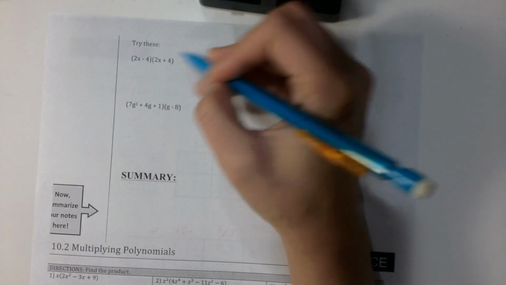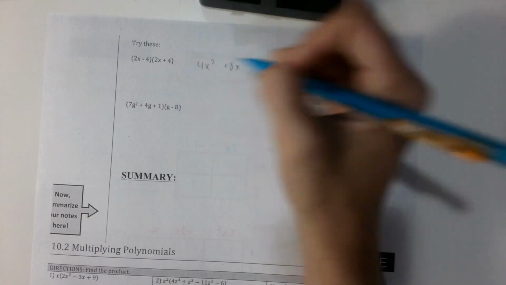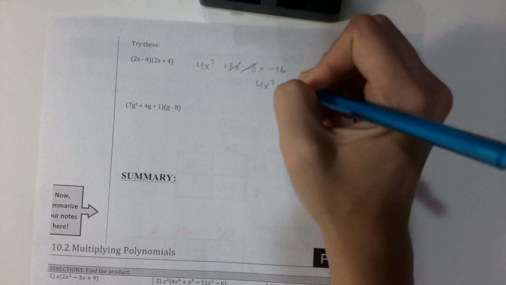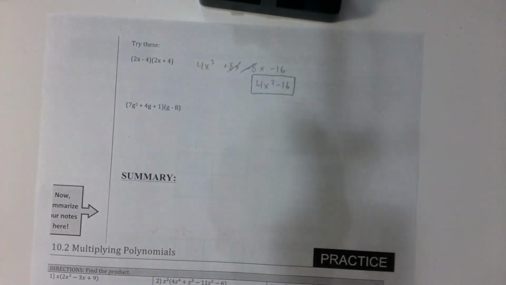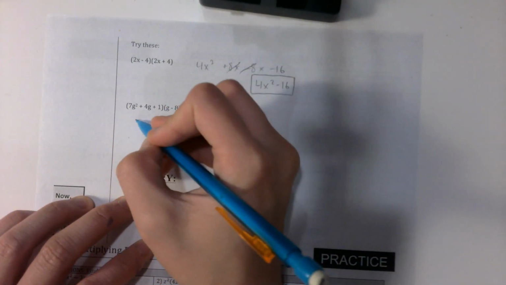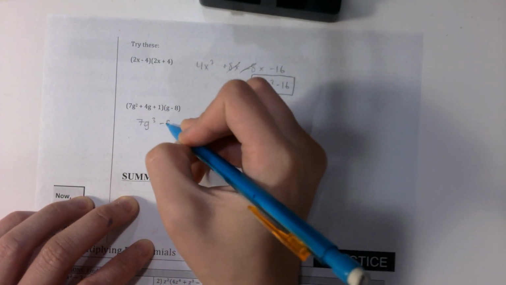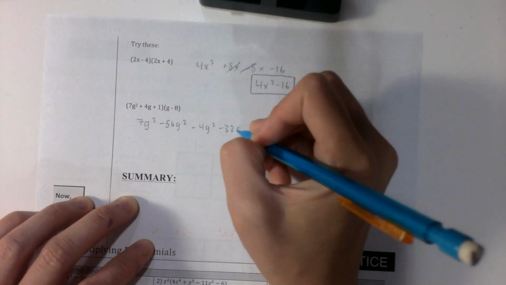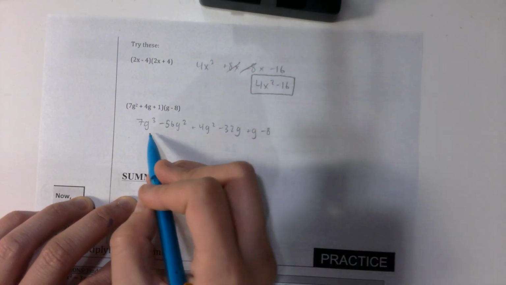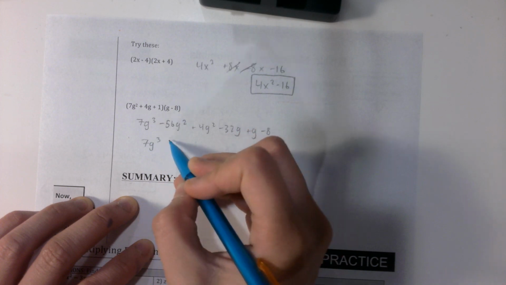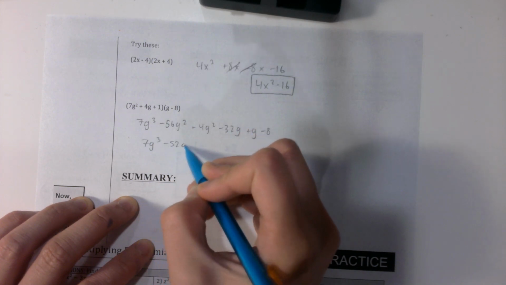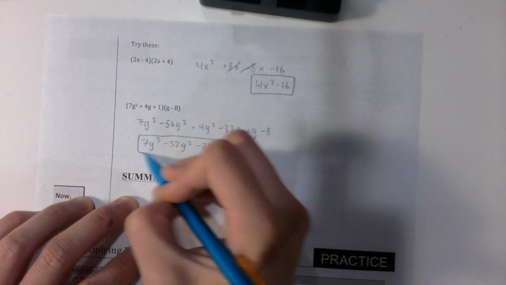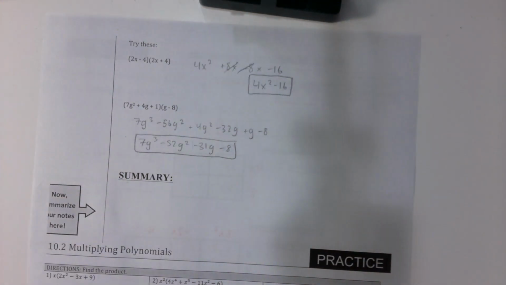Okay, so we do these 2 terms. We do 4x squared. The outside is plus 8x, inside minus 8x, outside minus 16. We know these 2 cancel. We get 4x squared minus 16. This one, if I'm doing it in my head, I'm just going to go one term at a time. 7g cubed minus 56g squared plus 4g squared minus 32g plus g minus 8. We get 7g cubed minus 52g squared minus 31g minus 8. Right, so I did that pretty quickly. That's how quick you should go once you get used to it.